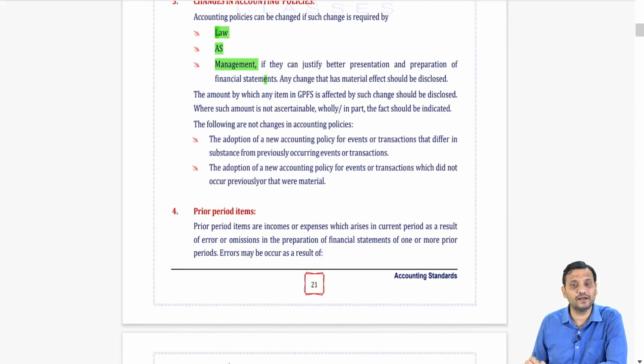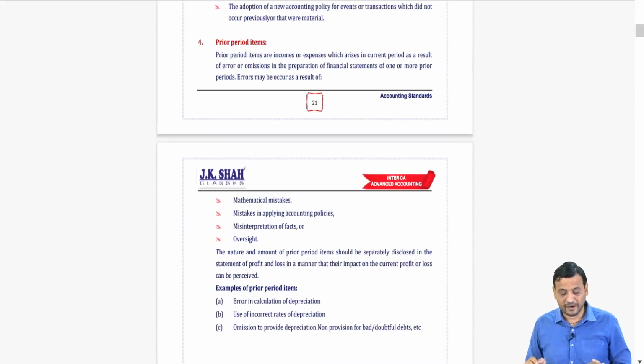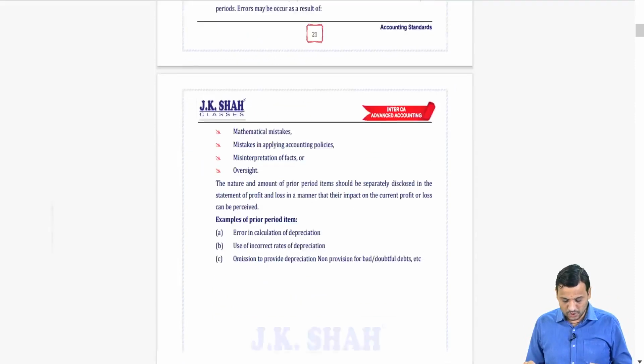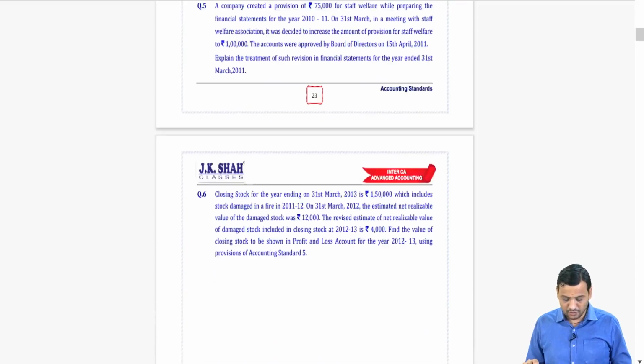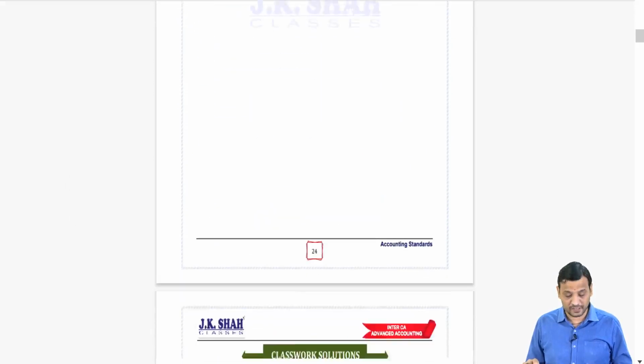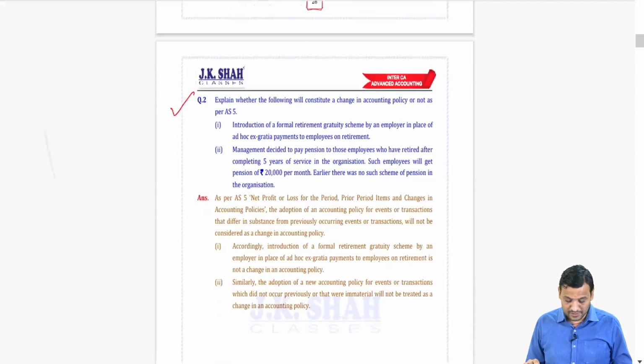What are prior period items? Nothing but you have made some errors or omissions in the previous year. Now what you are doing? Sir, I am rectifying it. This should not be considered a prior period item. Okay, friends, so this is the theory part. Questions number 1, 2, 3, 4, 5, 6 we have already done in the class, so no need to do those questions which have already been done. I will do some selected questions.